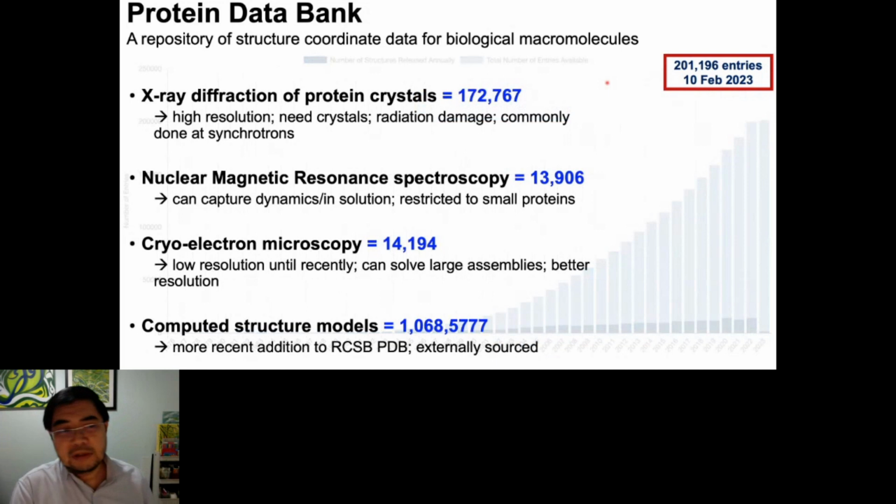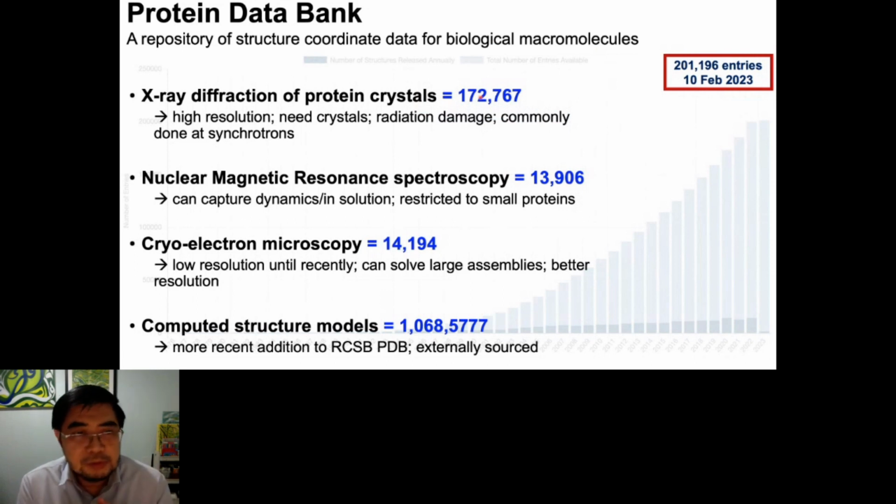The majority of it is coming from the X-ray diffraction of protein crystals. Then there are also some from cryo-electron microscopy and NMR spectroscopy. But more recently, there are about 1 million structures of computed structure models that are also in the PDB. And this is a more recent addition.